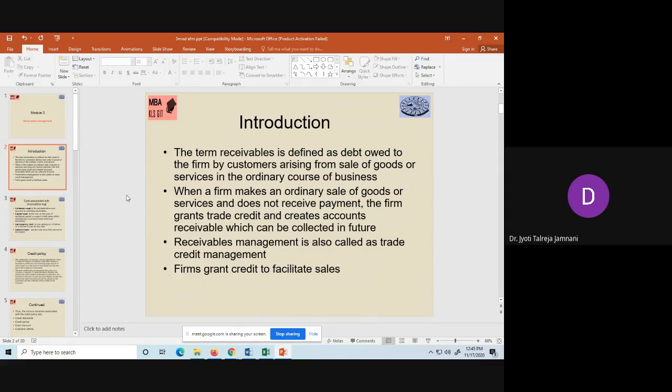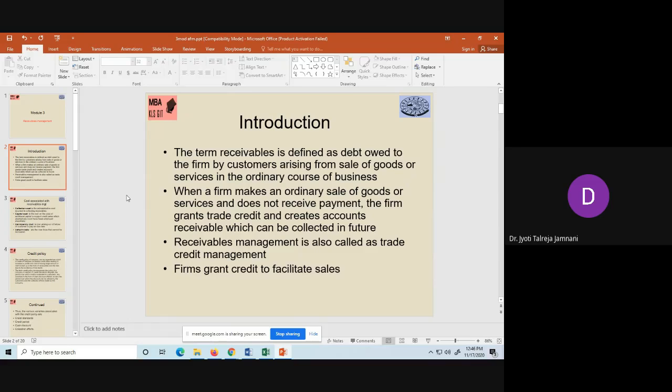Receivable management is also called trade credit management, and firms grant credit to facilitate sales. If you don't grant credit, people may not buy goods from you. For example, if you put a board saying no credit outside your office, the customers who don't have money would go to your competitor who is ready to give credit and purchase goods from him instead of from you. So it will impact your sales.